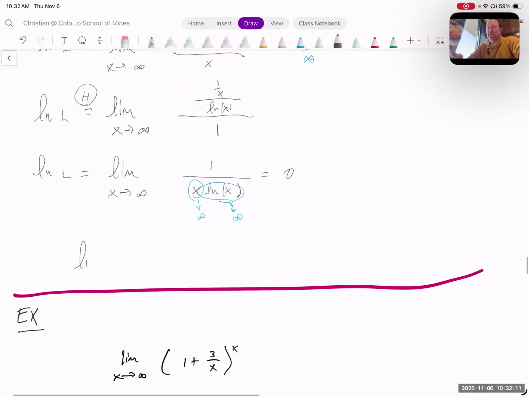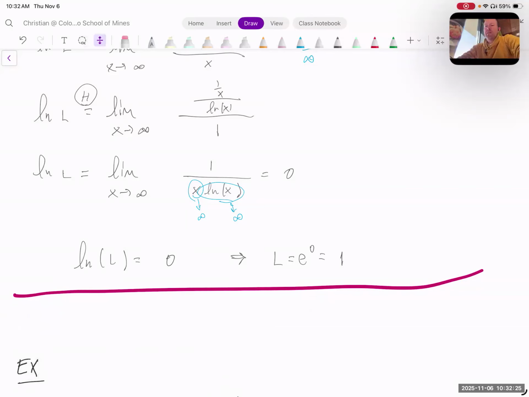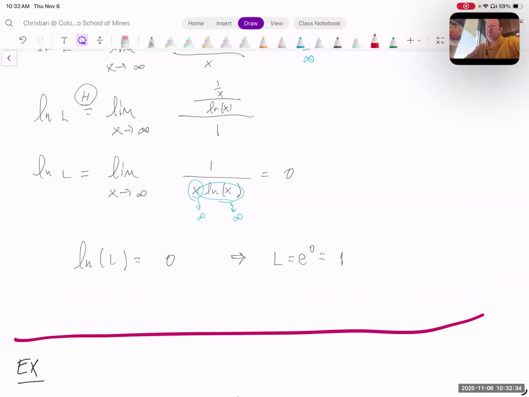And then pay attention to what we have. We have natural log of L now equals 0, and this tells us that L then is e to the 0, which is 1 when you exponentiate. We've done that before when we've solved exponential equations. If we make both sides exponents with a base of e, then the e and the natural log cancel on the left side, and we're left with L equals e to the 0. That's 1. So 1 is our limit.